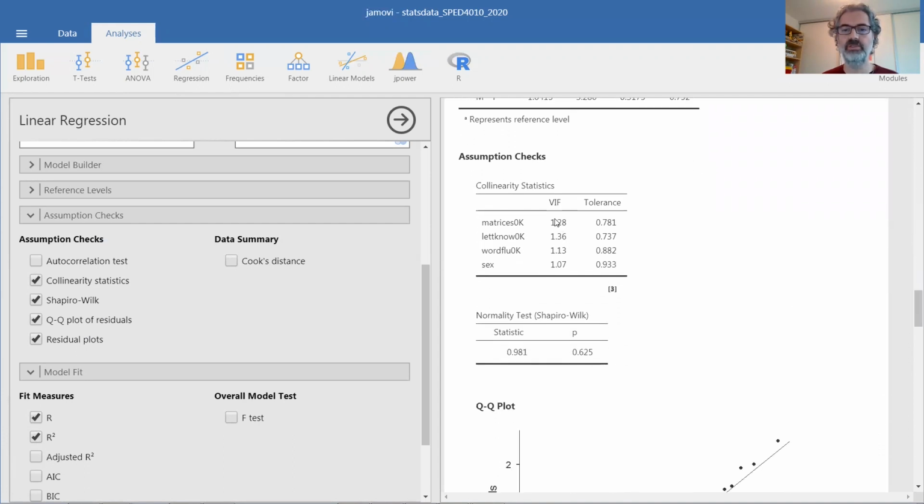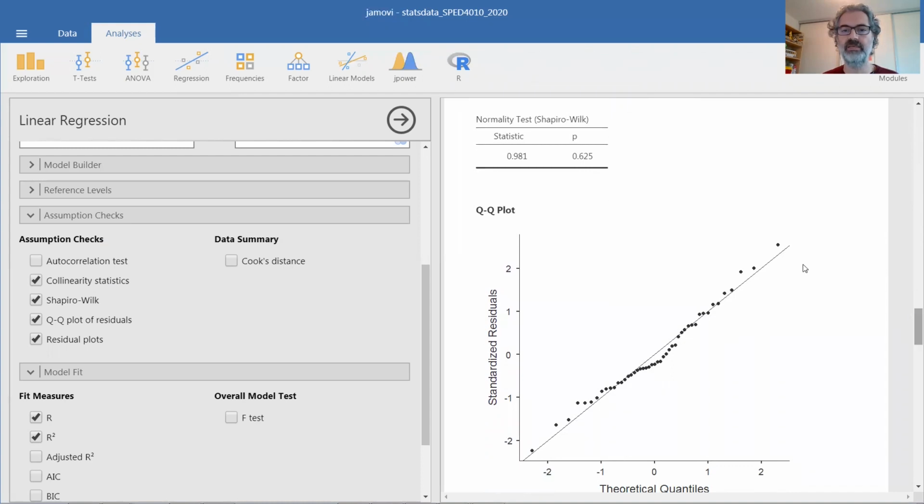we have low variance inflation factors. So VIF is the variance inflation factors. These are low values. These are near 1. If they're above 5 or above 10, these are worrisome. In this case, there is no problem because actually our predictors aren't very highly intercorrelated.